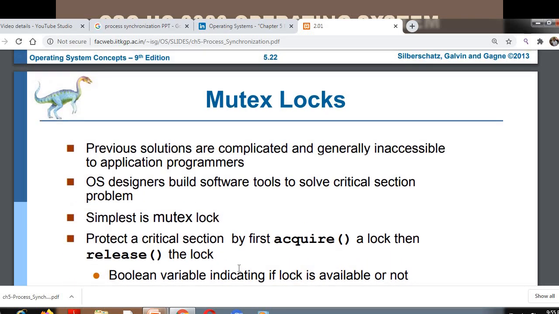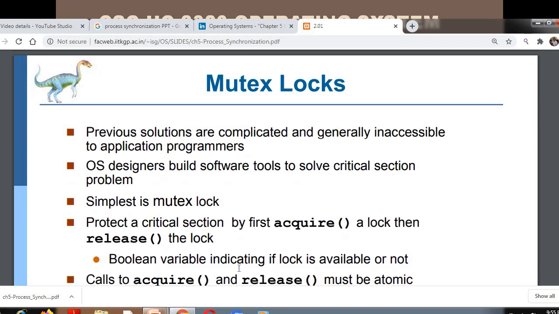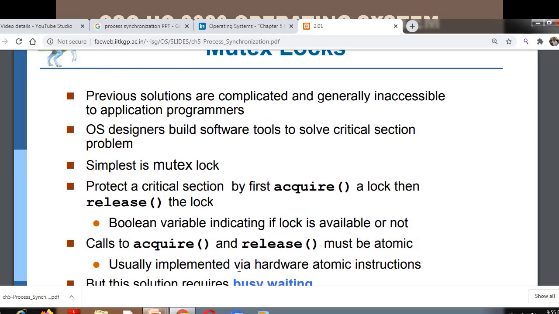Mutex locks. The previous solutions were complicated and generally not accessible to application programmers. So operating system designers build software tools to solve the critical section problem. The simplest is the mutex lock, a mutually exclusive lock. We protect a critical section by first acquiring a lock, then releasing the lock.